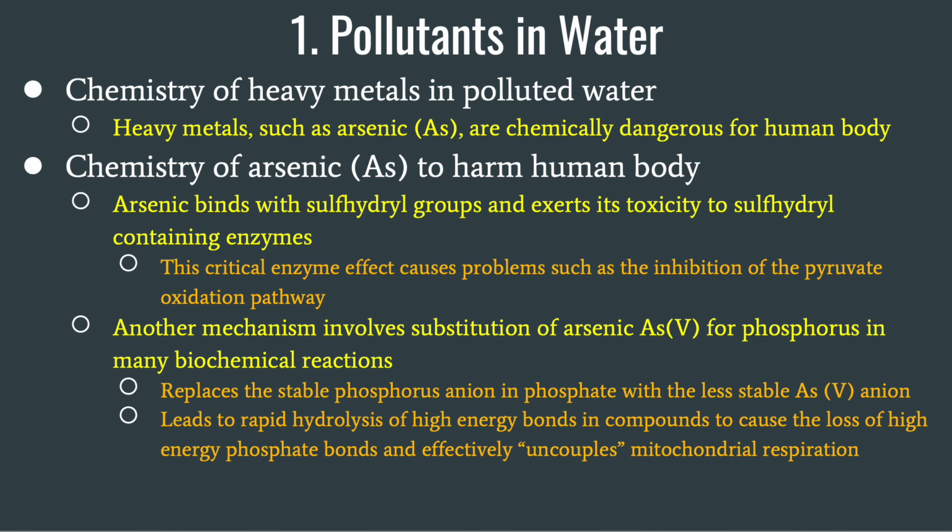Another mechanism involves substitution of arsenic for phosphorus in many biochemical reactions. It replaces the stable phosphate anion with the less stable arsenate anion. It leads to rapid hydrolysis of high-energy bonds in compounds, causing the loss of high-energy phosphate bonds and effectively uncoupling mitochondrial respiration.